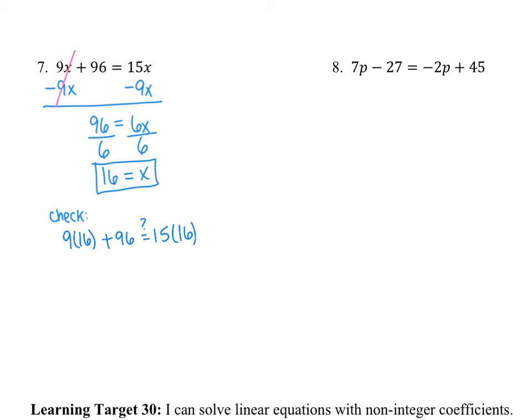So 9 times 16 on the left side will give us 144 plus 96. Is that really equal to, we've got to do 15 times 16 on the right side, which we get 240. And then on the left side, we need to keep going. We need to see what 144 plus 96 is, and that is also 240. So we showed that each side was equal when x is equal to 16. So our answer is correct.